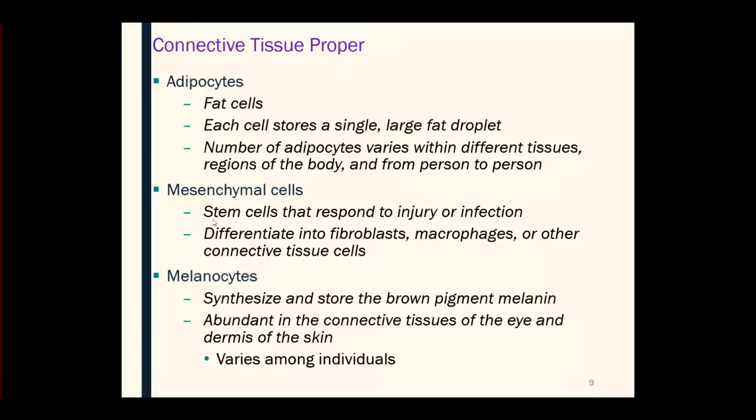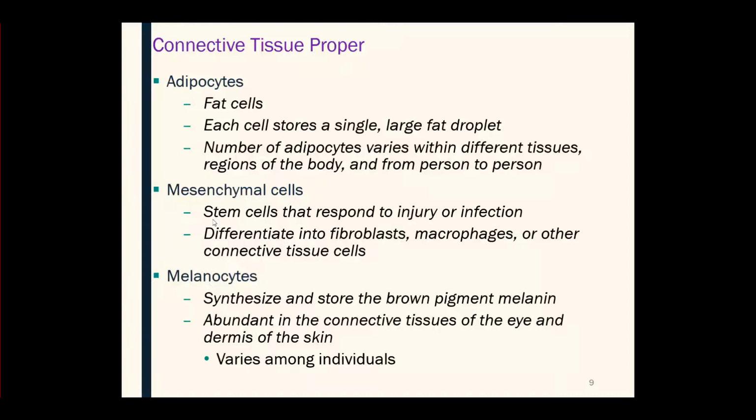Another type of cell that we see in connective tissue is melanocytes. Now, most of us think of melanocytes in our skin, in our epidermis, producing our skin color. That's because melanocytes are indeed in the skin, especially our epidermis, and they're responsible for our skin color.